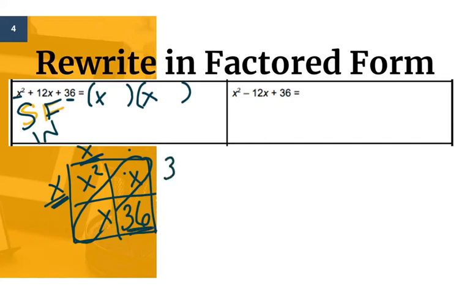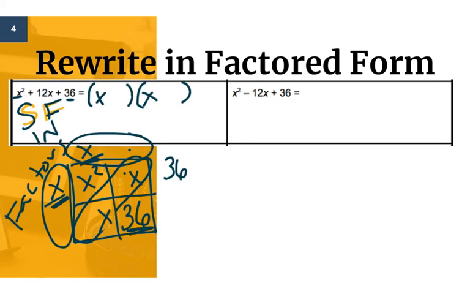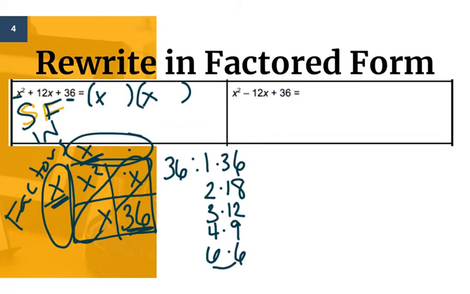Now, what are the factors? Remember, the outsides are factors, right? Factors of 36. So I got 1 times 36, 2 times 18, 3 times 12, 4 times 9, 5 wouldn't go into it, 6 times 6. And as soon as I see a repeat, I know I found all my factors.